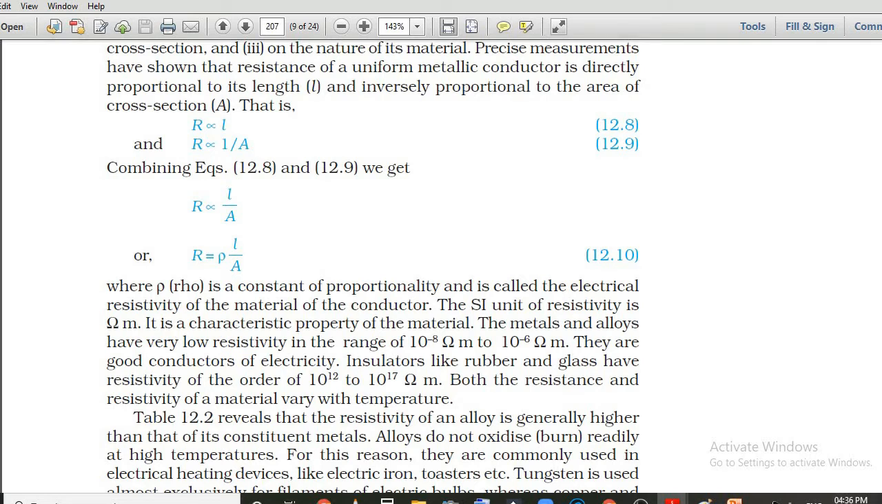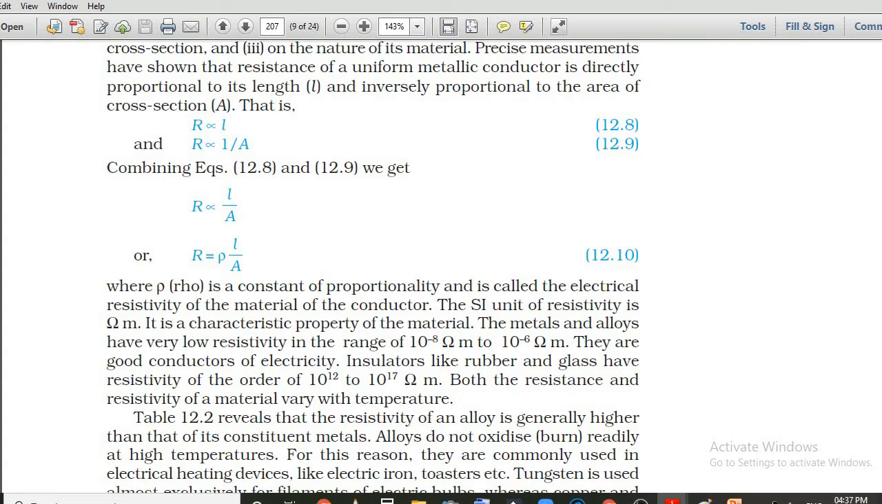Okay, in 10th standard, this is 10th standard textbook. In 10th standard you studied R is proportional to L, R is proportional to 1 by A. Then we can write them together as R is proportional to L divided by A. That is, R is equal to rho into L divided by A. That rho is known as resistivity because R is proportional to L by A, R equal to a constant into L by A. That constant is known as resistivity. You already know resistance itself is a constant, but that can change. That's why we are getting another constant, that is resistivity.